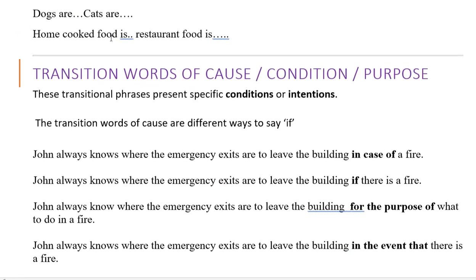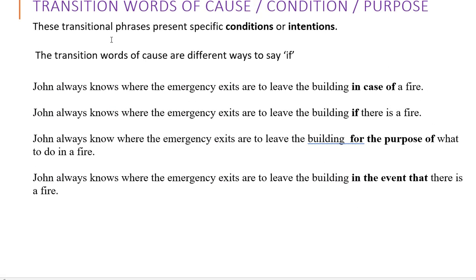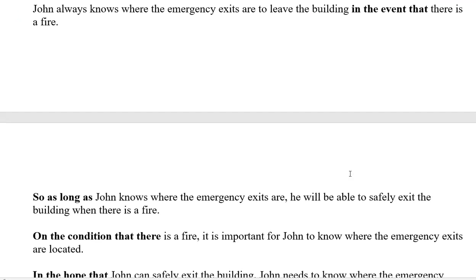So here are some. And then you can have transition words of cause, condition, and purpose. So transition words of cause, condition, and purpose are different ways of saying if. So you don't have to say if all the time. John always knows where the emergency exits are if there is a fire, okay? So many different ways of saying if: in case of a fire, for the purpose of a fire, in the event that there is a fire, are all different ways of saying if there is a fire, okay?